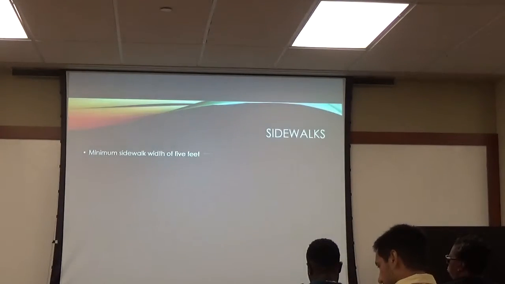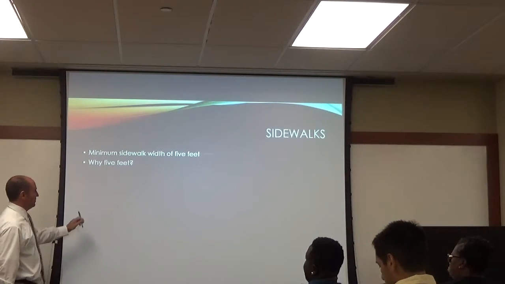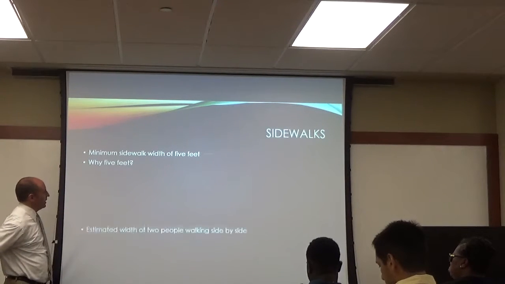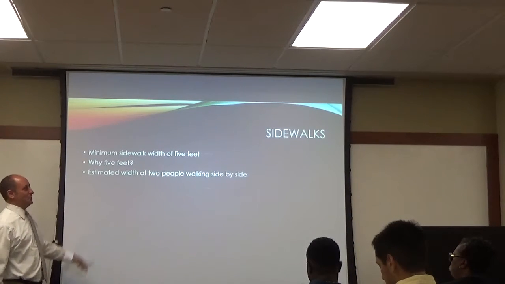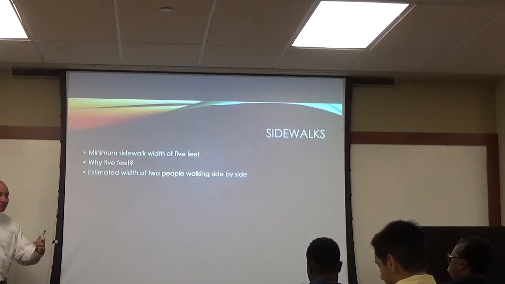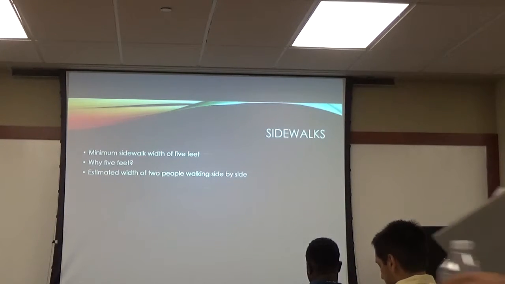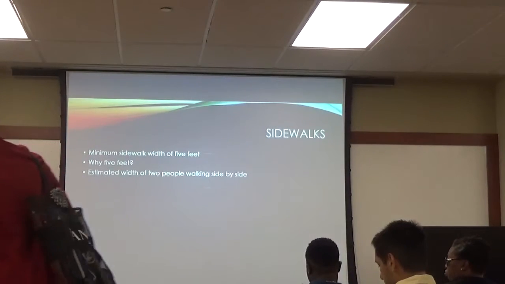So sidewalks, the minimum sidewalk width should be 5 feet. Anybody know why they suggest 5 feet? That's right. They feel that 5 feet is the estimated width of two people walking side by side, or one person walking in opposite directions, but it enables them to pass without bumping into people. And so that, ideally, is the minimum distance.